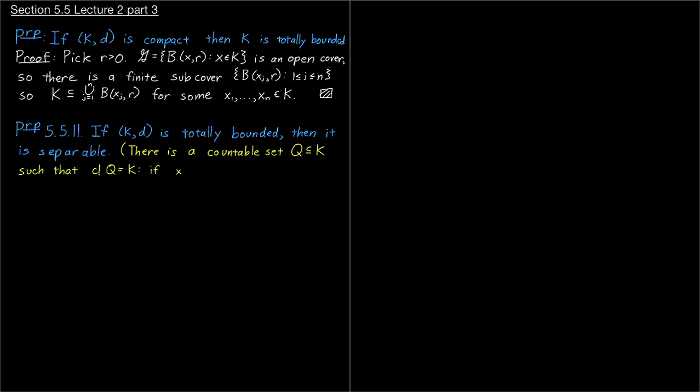That is, if x is in K and r is a positive radius, then there exists a q in your countable subset Q such that x is in the ball centered at q of radius r. And the proof is pretty quick.